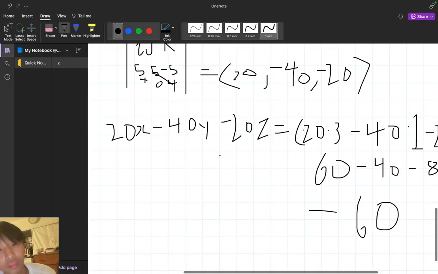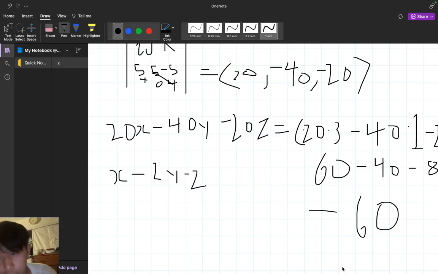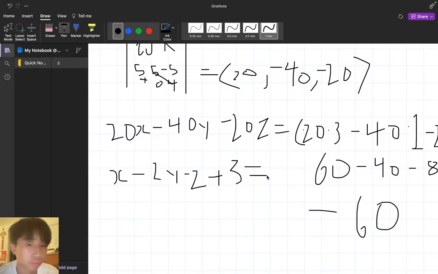And then we can divide 20 on both sides and we get x minus 2y minus z, and then add the 60, now it's 3 plus 3 equals... plus 3 equals 0. That's the answer, yay.